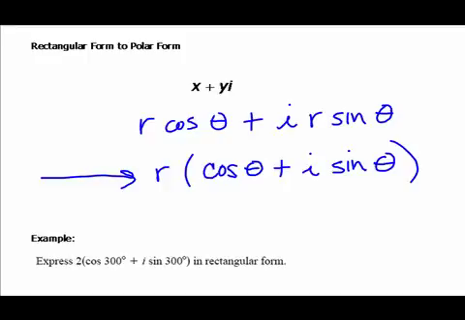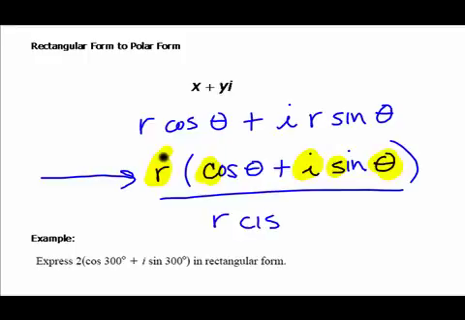Now, some trig books, I'm glad ours does this, not all of them do, have shorthand notation for this whole thing. And that shorthand notation comes from this value, this letter, this number, and this letter, and this angle. So if you see the shorthand notation r cis theta, that is referring to the above statement. R cis theta is shorthand notation for the polar form of a complex number.